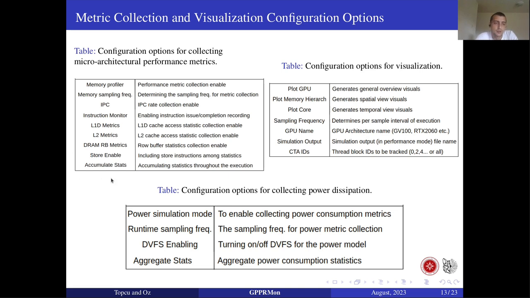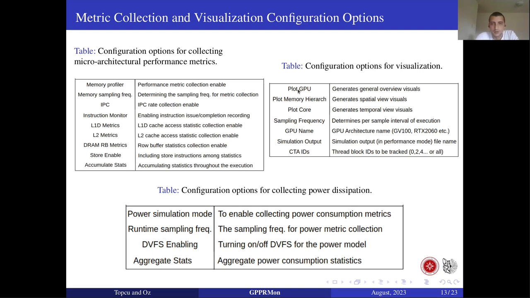You may also accumulate or aggregate the statistics for both performance and power models. However, if you aggregate the statistics, the runtime behavior may disappear because it converts to the average kernel performance. You may also activate dynamic voltage frequency scaling for the power model.